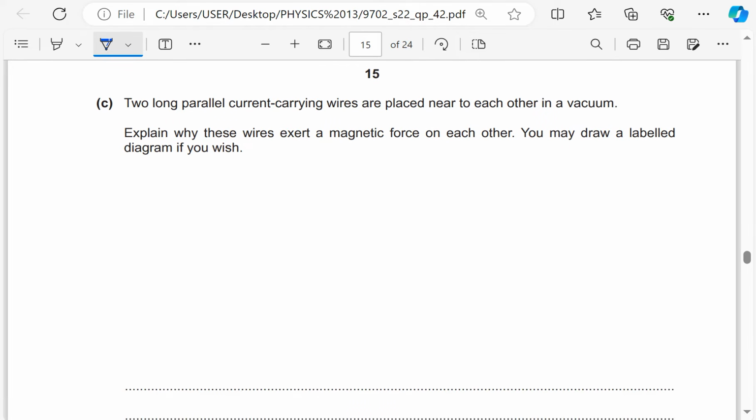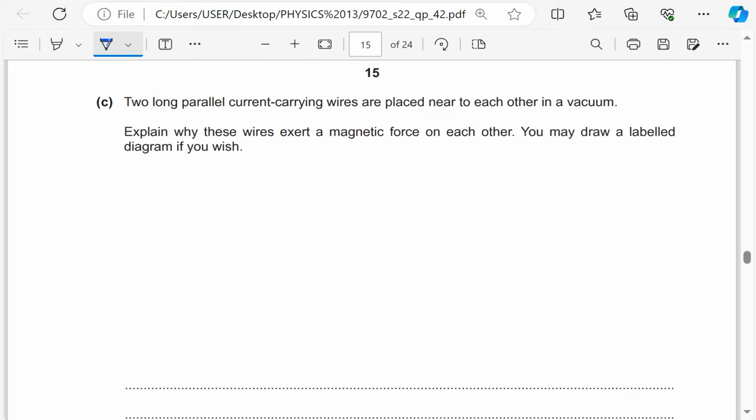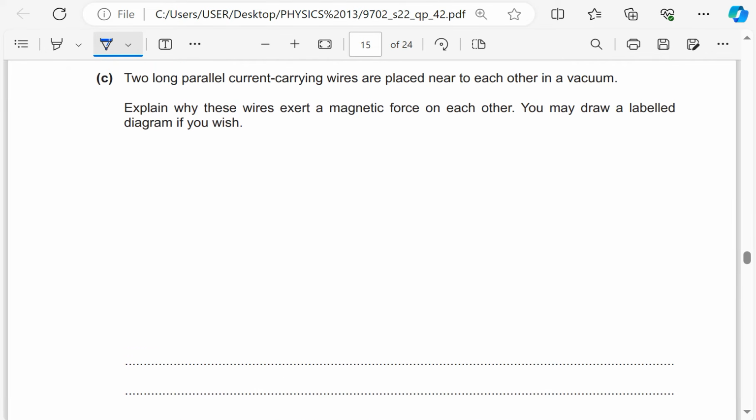Two long parallel current carrying wires are placed near to each other in a vacuum. Explain why these wires exert a magnetic force on each other. You may draw a labeled diagram if you wish. Okay, I will draw a labeled diagram and still explain. So I'm going to consider two currents into the page. So let's have one current here into the page. I'll use a cross for into the page, and another current here into the page.